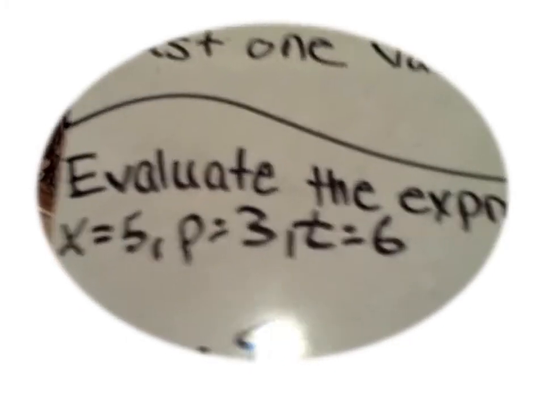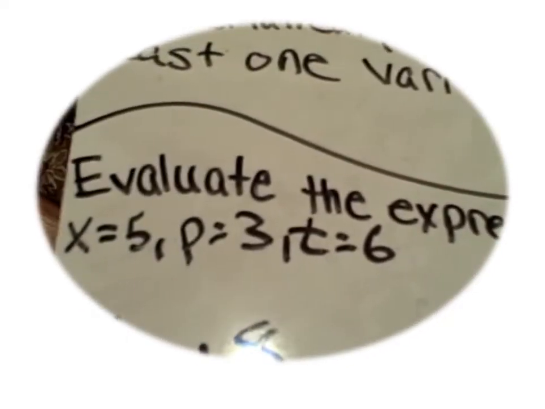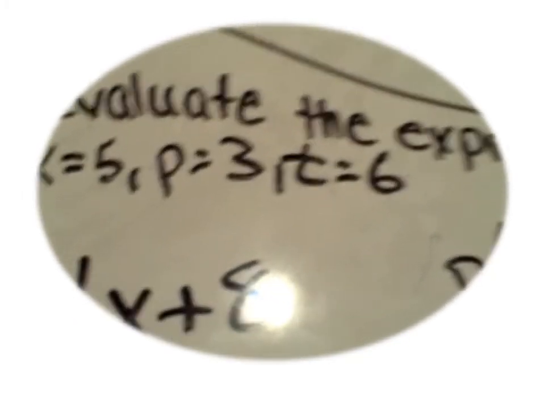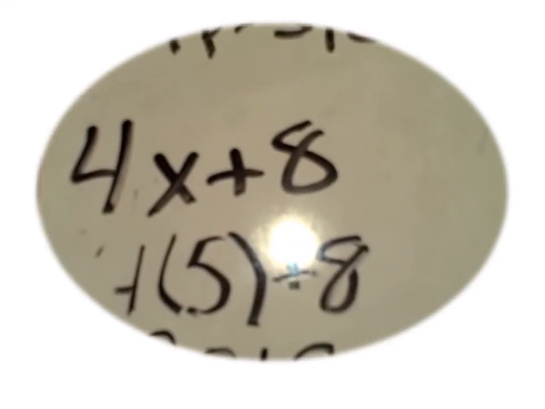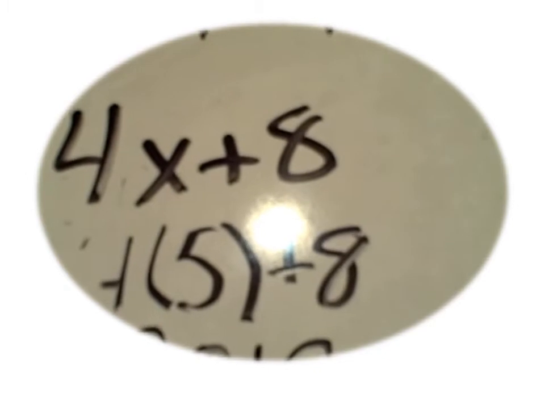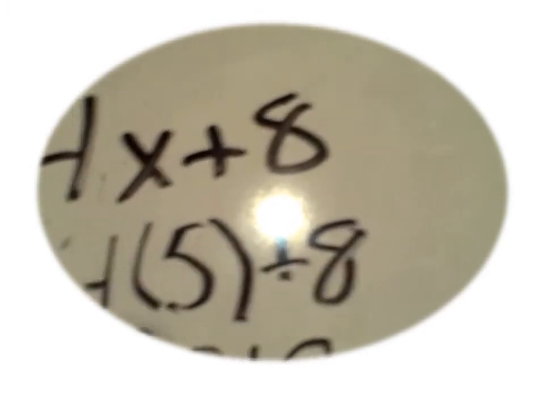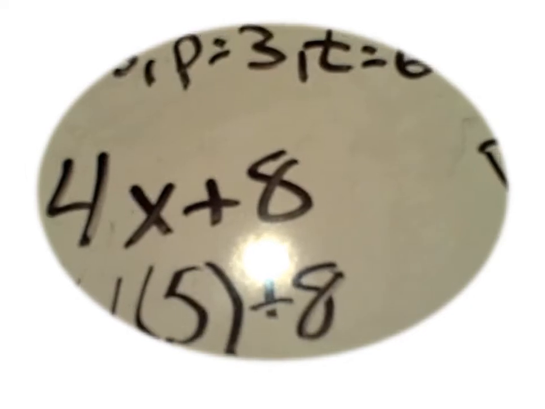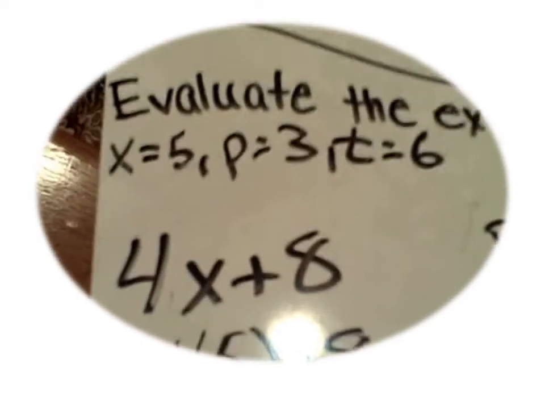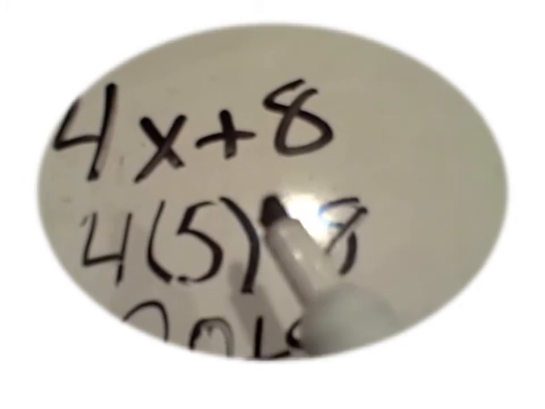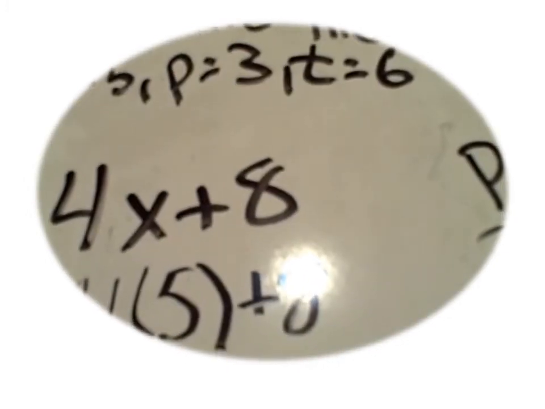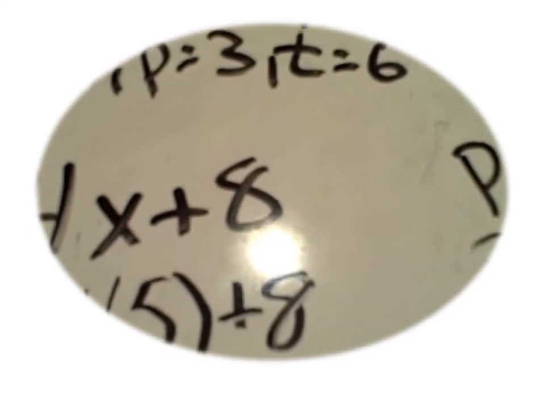Let's practice. Evaluate the expressions. Use x equals 5, p equals 3, and t equals 6. 4x plus 8. First, you have to replace x with its proper value, which is 5, according to the directions. So you write 4 and then 5 in parentheses, which usually helps me read and evaluate the expression better. And then plus 8, because that's the rest of the expression.